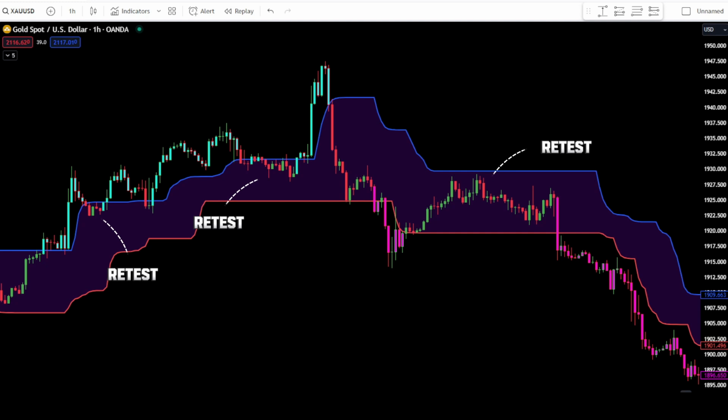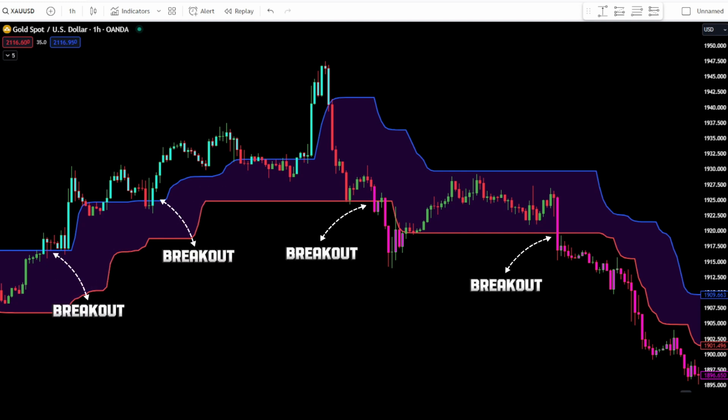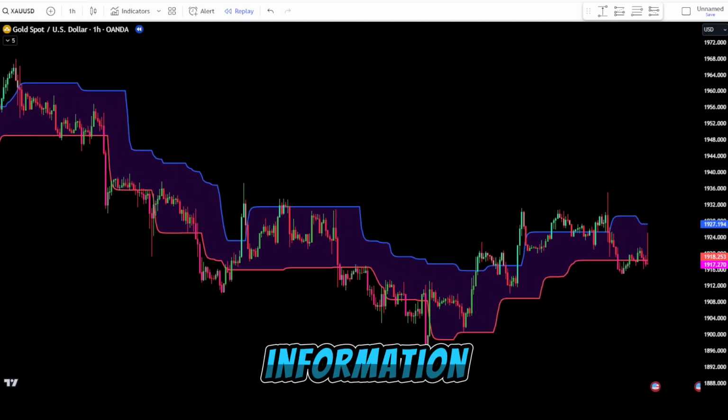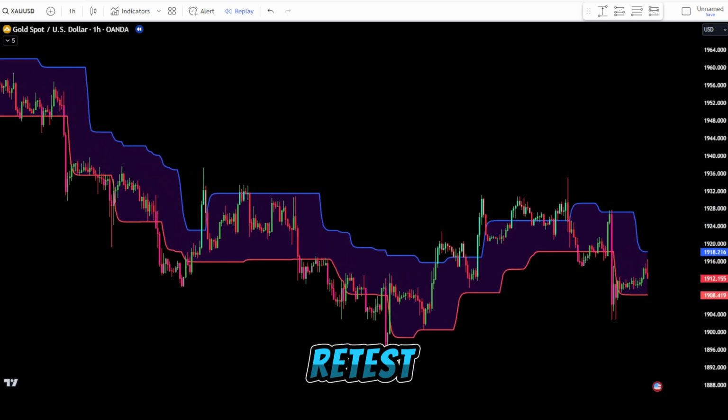Meanwhile, a retest is a condition where the price, after experiencing a breakout, retraces to test the previously breached level. This can serve as confirmation for us to gauge the strength of the earlier breakout. If the price, post-breakout, manages to sustain above or below the breached level, it can confirm the continuity or change in the trend. The indicator used in this video will provide clear information about the break and retest.